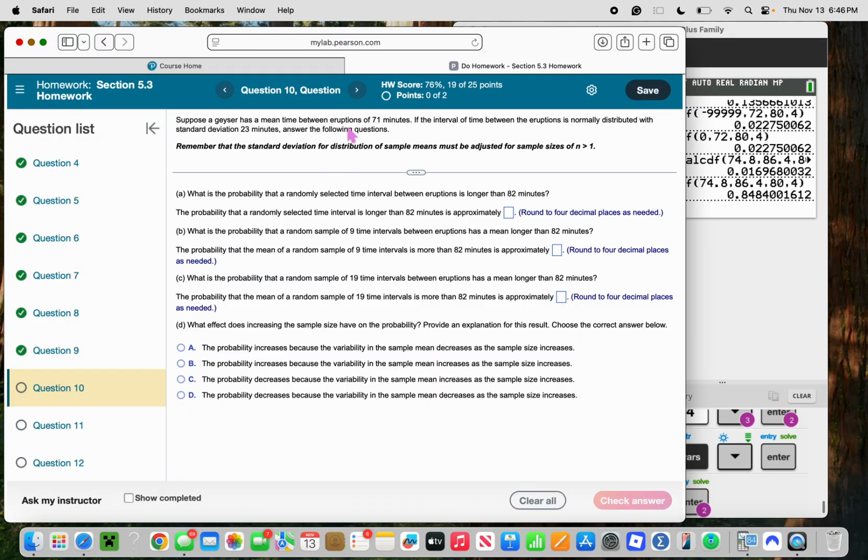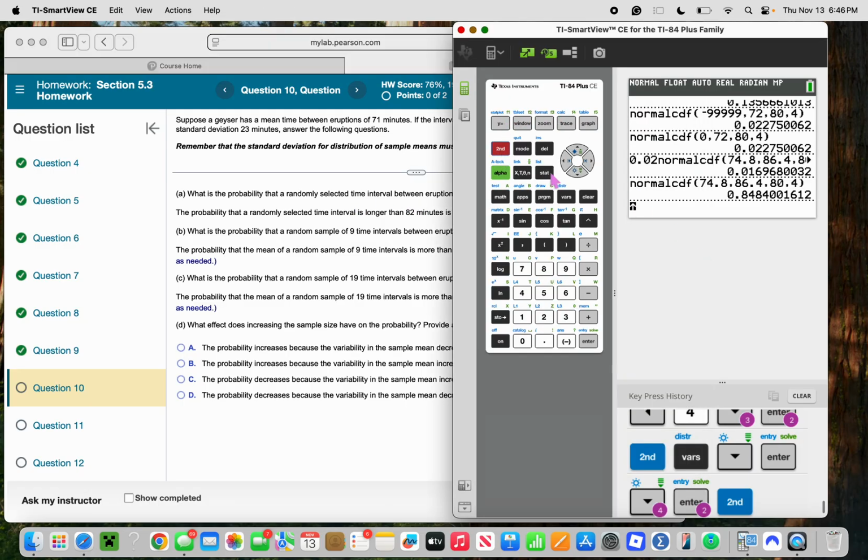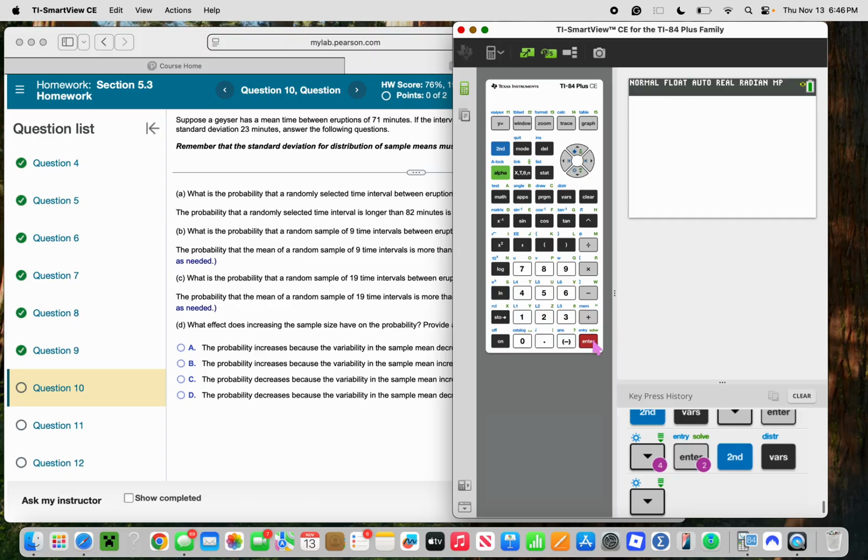Suppose a geyser has a mean time between eruptions of 71 minutes. The interval of time between the eruptions is normally distributed, so that's important because it doesn't matter about our sample size, with standard deviation of 23 minutes. Answer the following question. What is the probability that a randomly selected, A, 1, so we're using the population standard deviation, that a randomly selected time interval between eruptions is longer than 82 minutes? So probability is longer than 82 minutes.